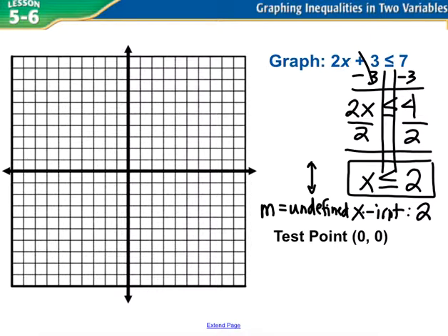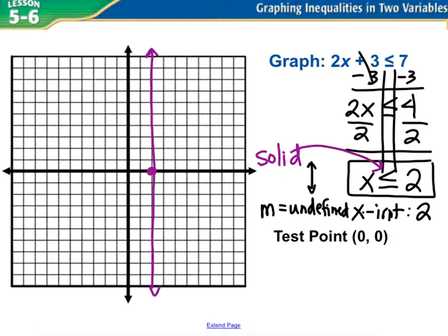So we're going to go to the right 2. Mark that point for me, please. And then we're going to draw a vertical line. Before we draw that vertical line, we need to check our inequality. Since it's less than or equal to, it is going to be a solid line. So that will be part of our solution. So I need a solid line going straight up and down.